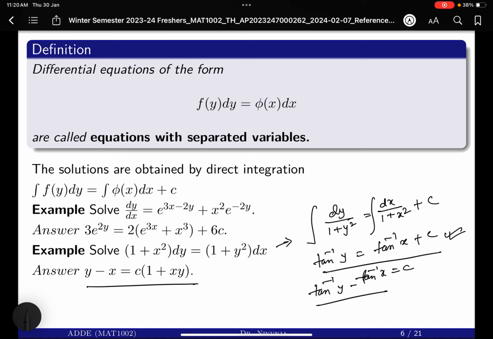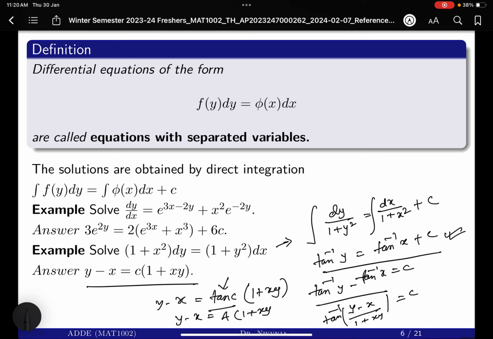So immediately what you will get is tan inverse of (y minus x) by (1 plus xy) is equal to c. Then y minus x is equal to tan c times (1 plus xy). Tan c you can rename as a new constant, so y minus x is equal to a times (1 plus xy), where a is tan c.